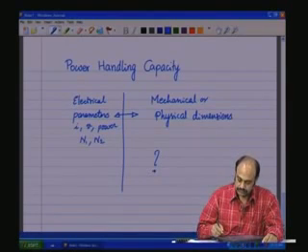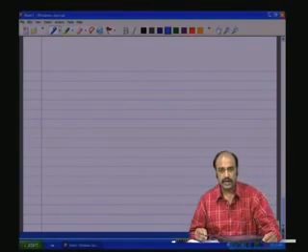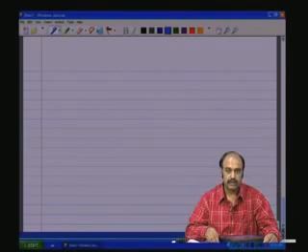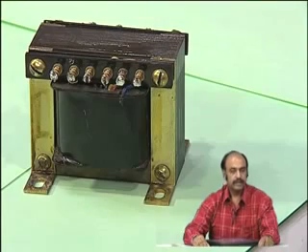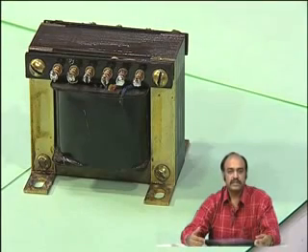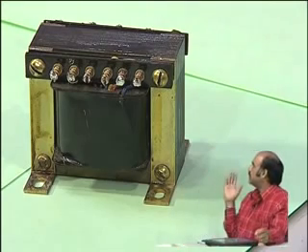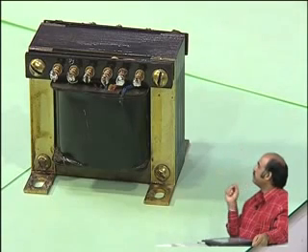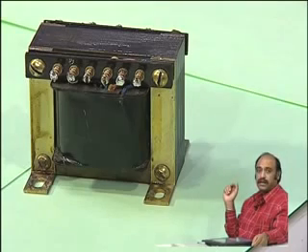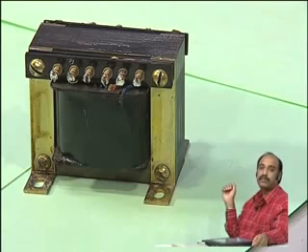Let us have a look at the transformer to get a better understanding of what are the physical dimensions that we are going to talk about. So, you see the picture of the transformer here. The transformer consists of the terminals there. In a practical transformer, the terminals are brought out, and that is where the coil windings are terminated by soldering.